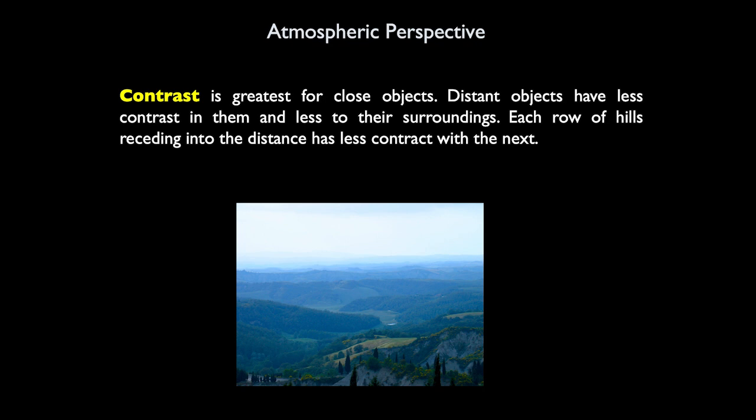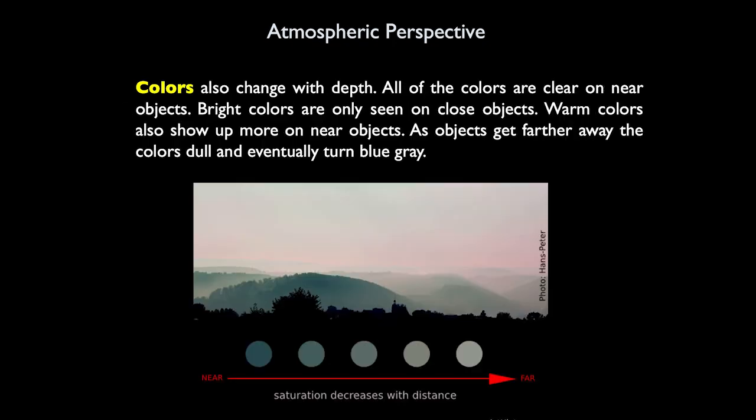So contrast is greater for close objects. Distant objects have less contrast in them and less contrast to their surroundings. Each row of hills receding into the distance has less contrast with the next. And remember that value contrast is the strongest contrast when creating spatial illusions.